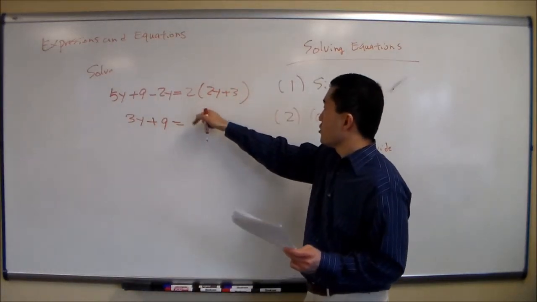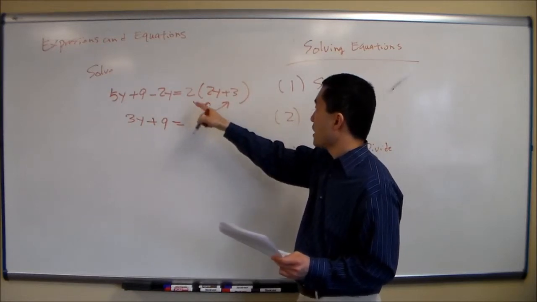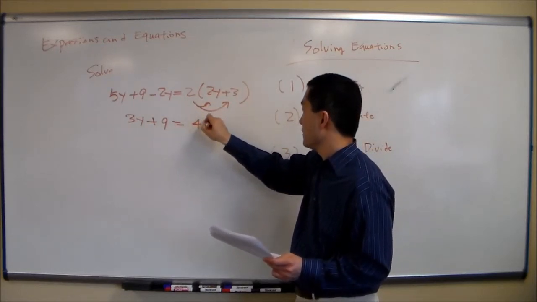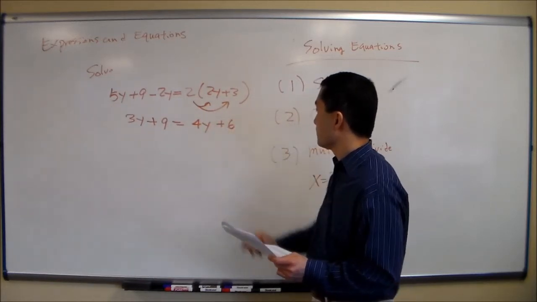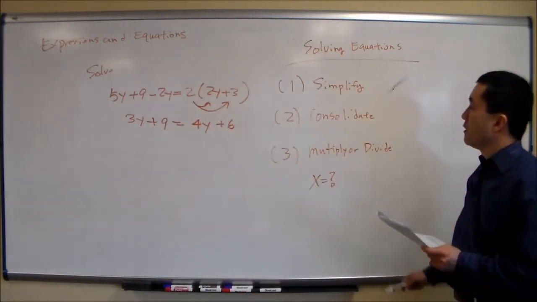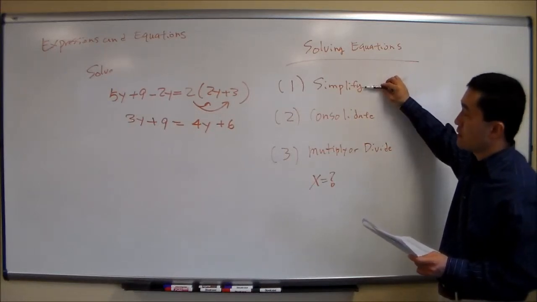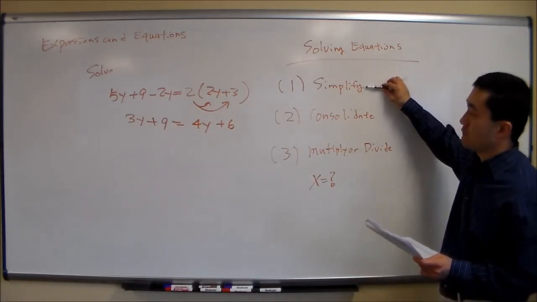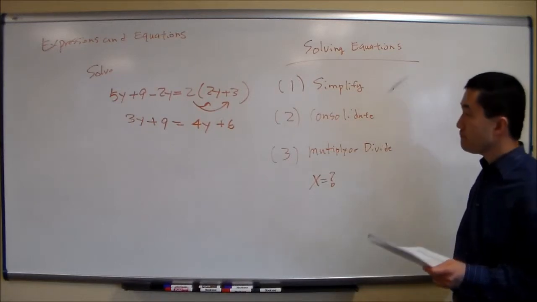This side, this gets distributed. So 2 times 2y, that's 4y. 2 times 3, that's 6, plus 6. So now I'm done with the first part, simplified. I simplified the left-hand side and the right-hand side. 3y plus 9 is equal to 4y plus 6. There's not much more you can do.